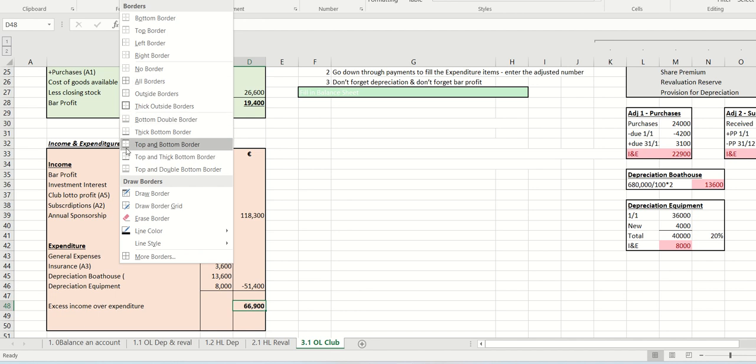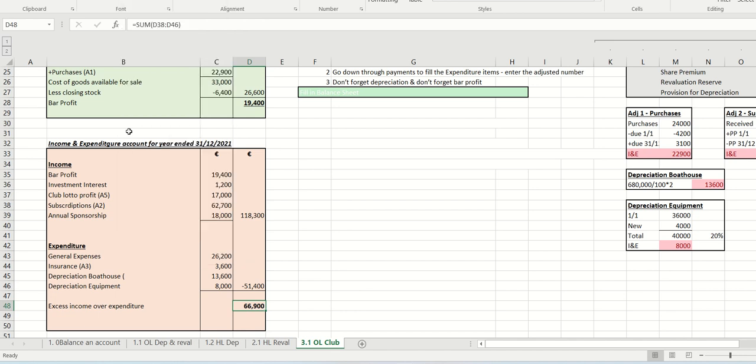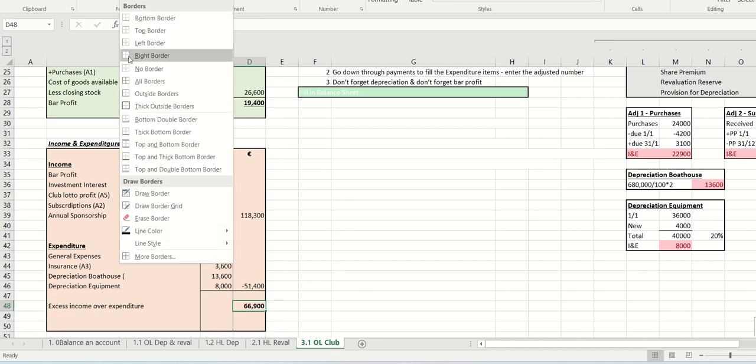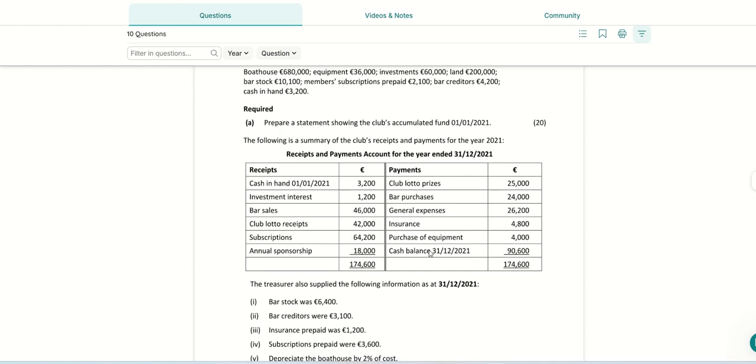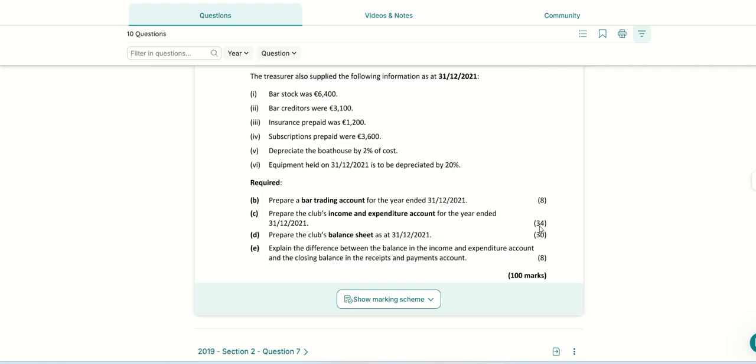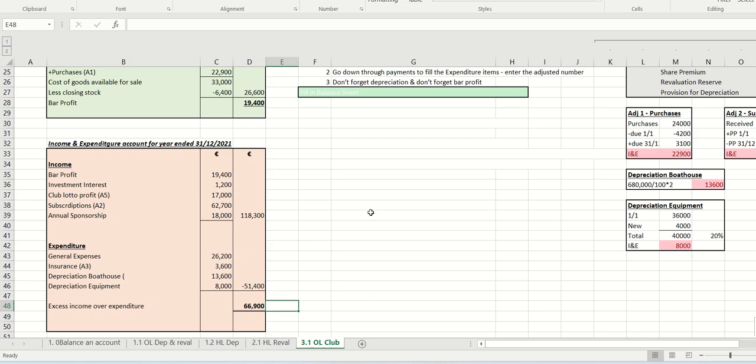Again, we're finished with this number now, so we're going to draw our 2 lines under it. So please make sure to draw your 2 lines under it. And that, guys, is your income and expenditure account. That is 34 marks. And your bar trading account, another 8. Okay, so you'll do really well in this question with a little bit of practice. Very, very nice. We're on to the last step on this now, guys, which is our balance sheet.